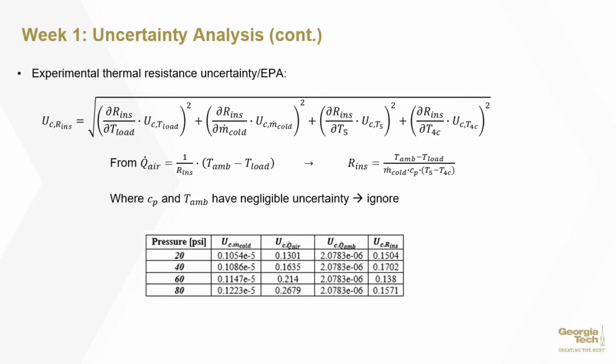The mass flow rate for the cold stream and Q.air uncertainty seem to increase as pressure increases, since increasing the pressure increases the final velocity per Bernoulli's equation, and therefore the mass flow rate will also increase. A larger uncertainty will be expected with the larger value.